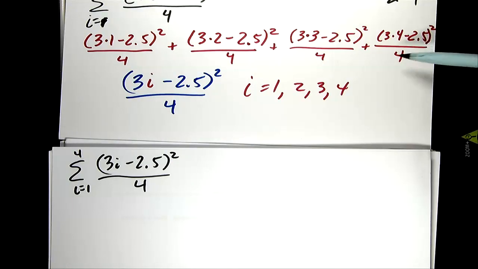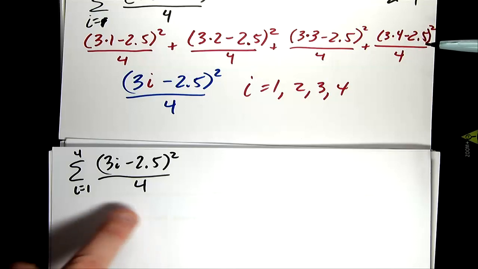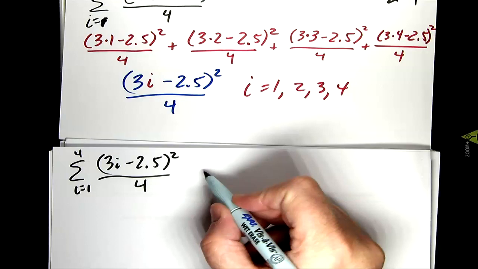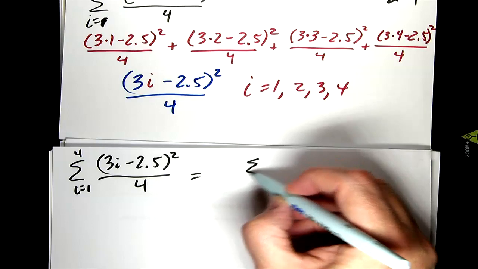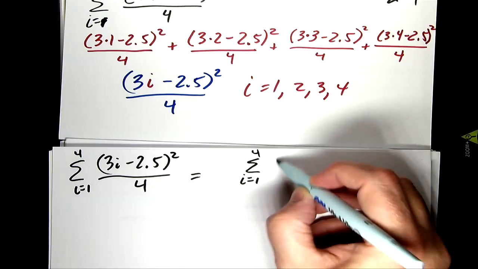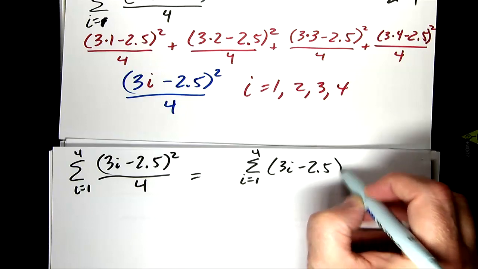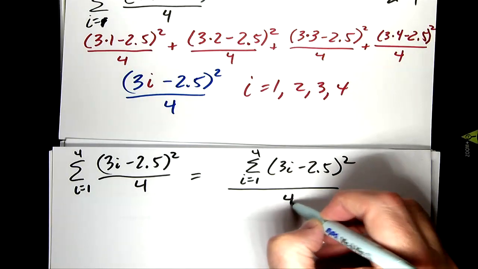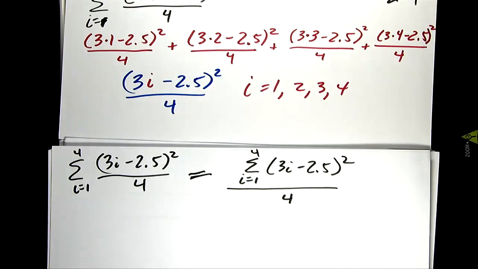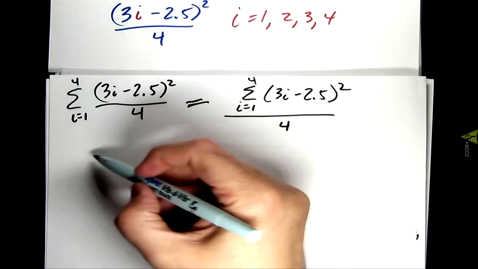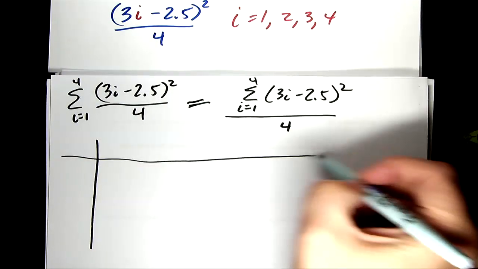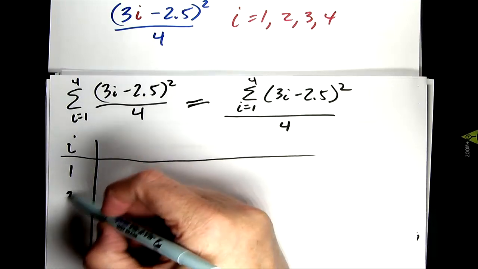Now, looking at what's going on up here, there's no i in the 4. So something that's convenient can happen is we can do the summation first, and then divide by 4. These two are going to resolve the same thing, which makes it a little bit easier. We have less dividing by 4. So I'll make a little table. And we're going to do 1, 2, 3, and 4.